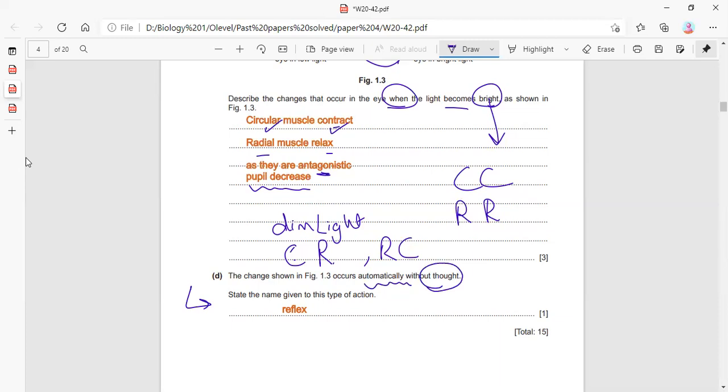طيب نيجي لD. The change shown in figure 1.3 occurs automatically without thought. الريفلكس ده بيحصل automatic. أو الأكشن ده هو كان عايز اسمه بقى. What's the name given to this type of action؟ قلنا له إيه؟ reflex action.